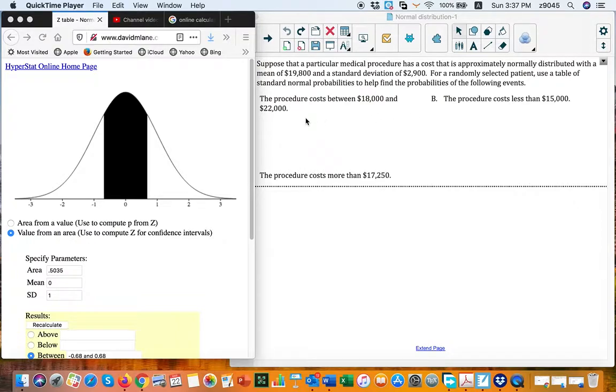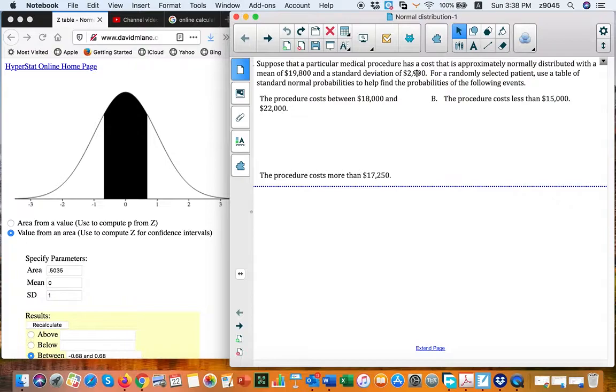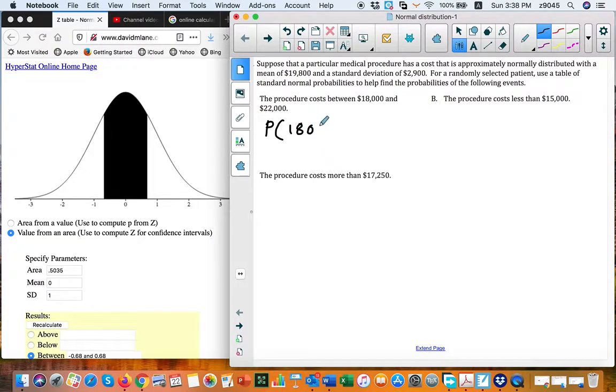Now again, we are going to look at both methods for finding the probabilities, with the table and also with the calculator. The procedure costs between 18,000 and 22,000. So our aim is to find the probability such that, because it is a normal distribution, the values lie between x equals 18,000 and 22,000.